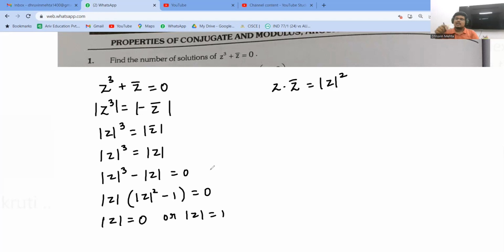But do you agree modulus can't be minus 1? Modulus z is distance, right, at the end. So it can't be minus 1. Achha, modulus z equal to 0, what does that mean? We are talking about the origin. Modulus will be 0 only when both are 0, root of 0 square plus 0 square. So this has only one solution, which is (0, 0).